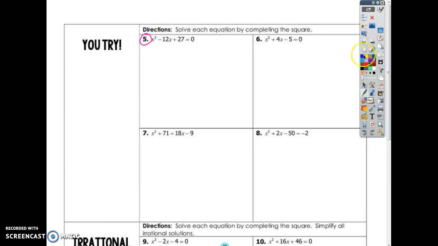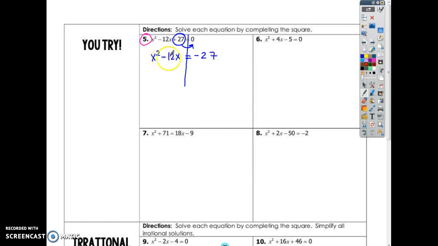Okay, so you should have finished this. Please do not just copy it. You should have already done it, and if you haven't, you need to pause the video and try it by yourself first. Move the 27 over, change the sign. So you have x squared minus 12x equals negative 27.